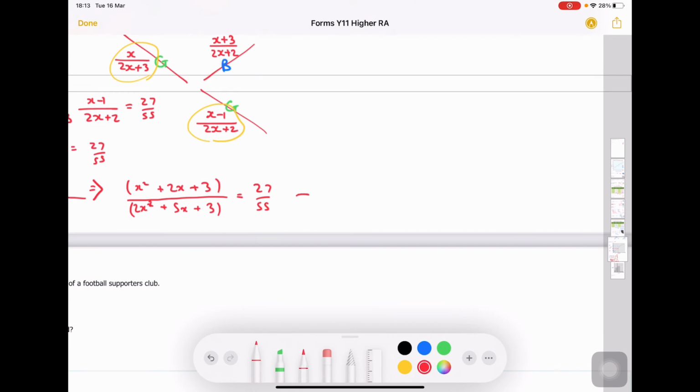Cross multiply and you get 55 x squared. Let's just multiply them. Okay, wait, let's just write like this first. Plus 2x plus 3 equals 27 times 2x squared plus 5x plus 3.